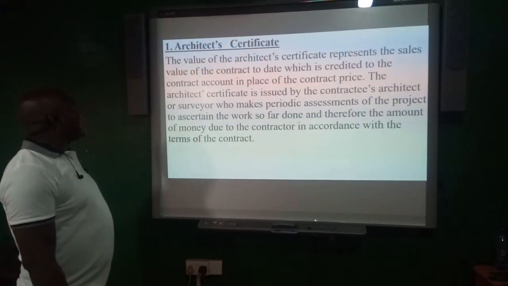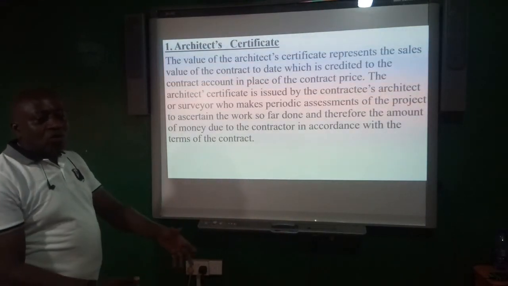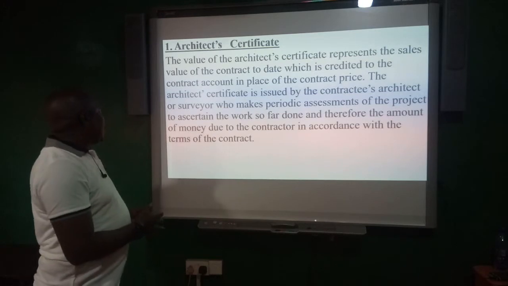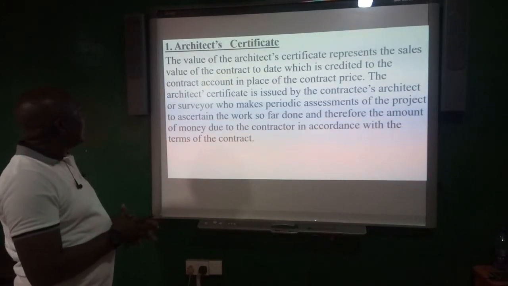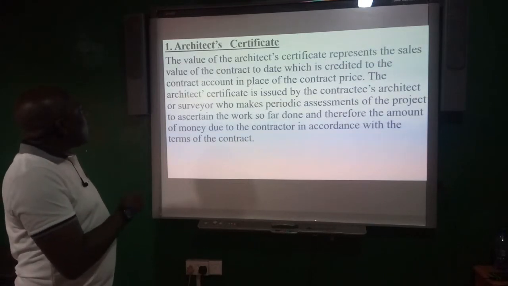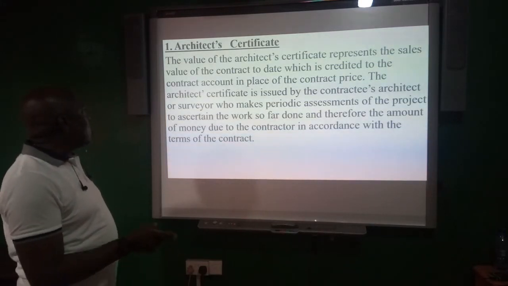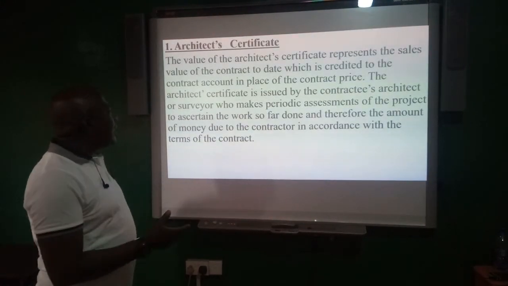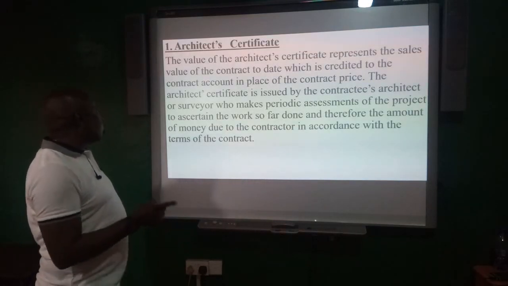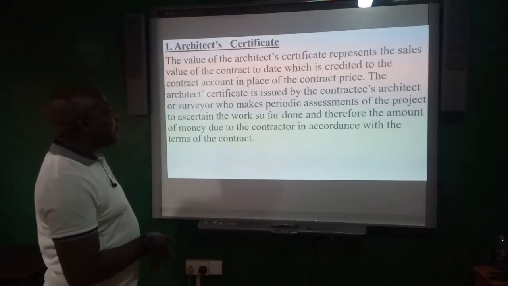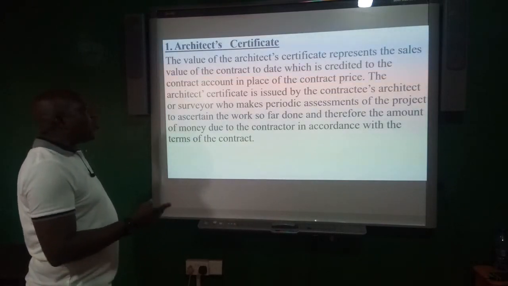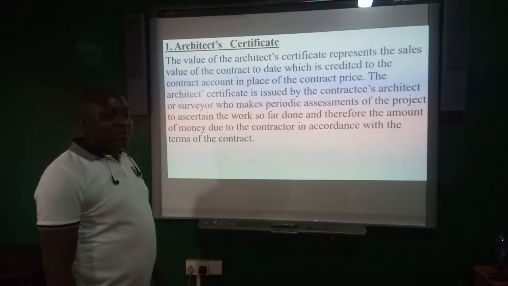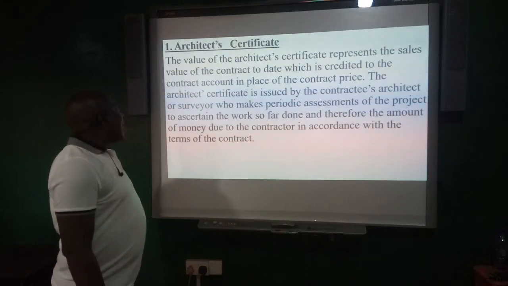The first one is the architect's certificate. You come across architect's certificate. What is the architect's certificate? It is the value of the architect's certificate, which represents the sale value of the contract to date, which is credited to the contract account in place of the contract price. The architect certificate is issued by the contractee's architect or surveyor, who makes periodic assessment of the project to ascertain the work so far done, and therefore the amount of money due to the contractor in accordance with the terms of the contract. So that is the architect's certificate.